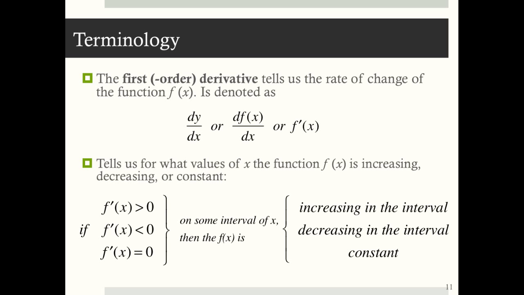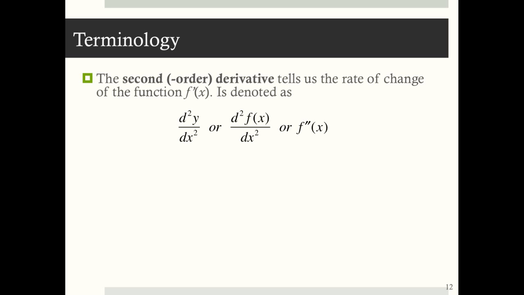Reading across the rows, if f prime of x is greater than 0 on some interval of x, then we know that the function is increasing in the interval. If f prime of x is less than 0 on some interval of x, then we know that the function is decreasing on the interval. And if f prime of x equals 0 on some interval of x, then the function is constant.